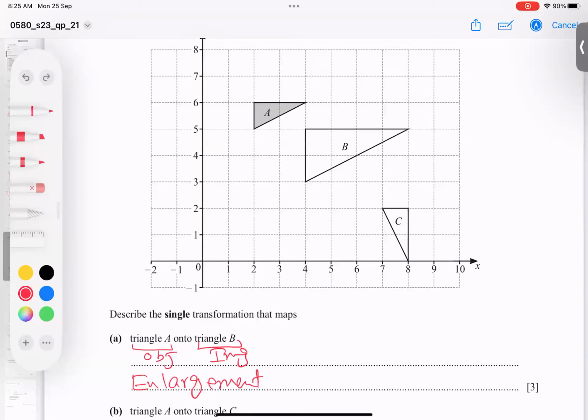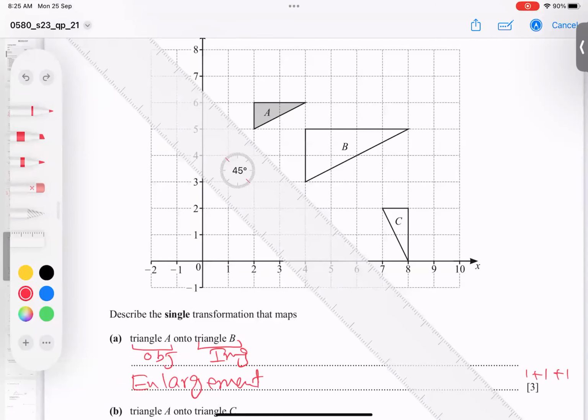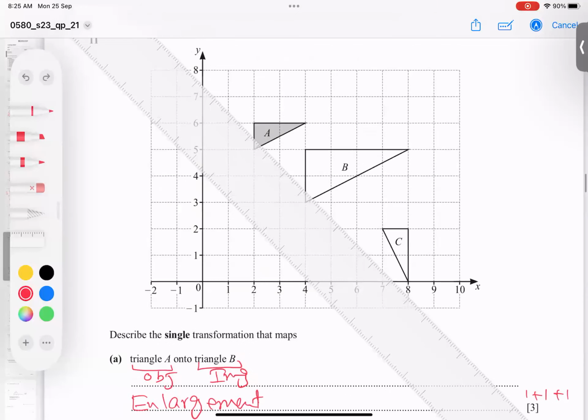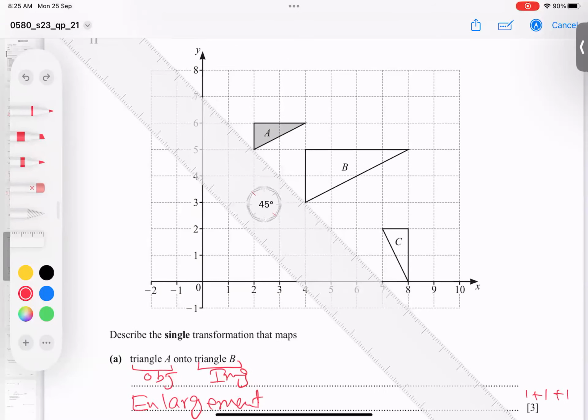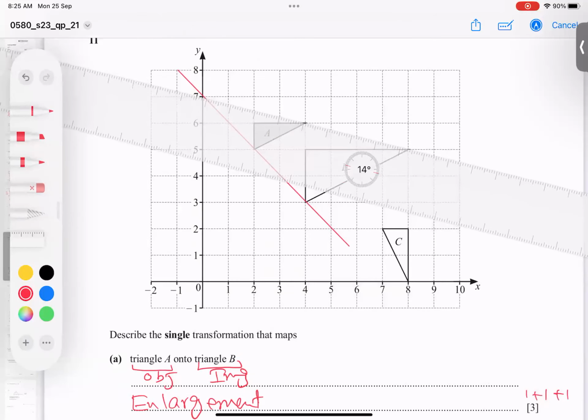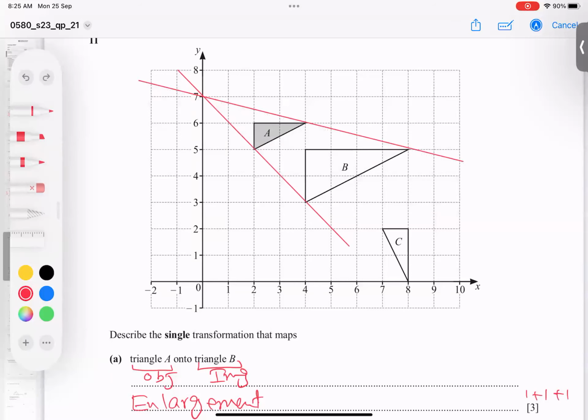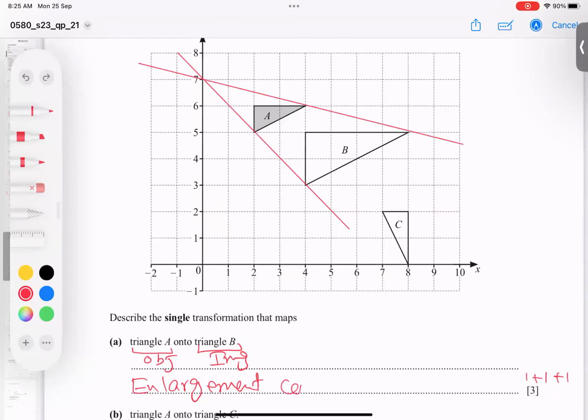Okay, 3 marks: 1 mark for name, 1 mark for center, and 1 mark for scale factor. Center, how to find center? Center is very clear. I will take a ruler and join corresponding points. So see, I'm going to join them. Now I join these 2 points. You can see, students, they are intersecting at which point? This point. So the center is coming here. X is 0, Y is 7.